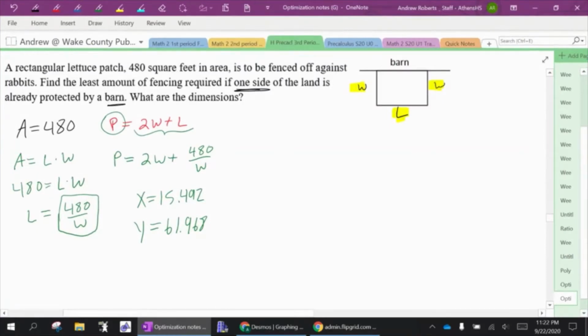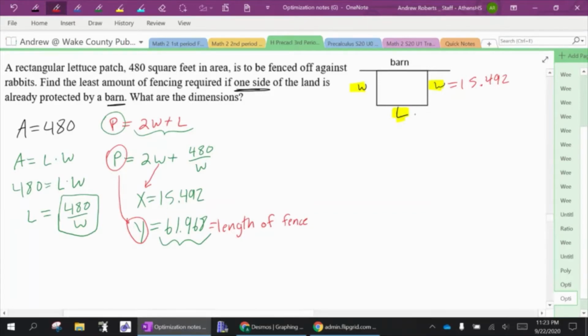Okay, well, it wants to know the minimum amount of fence required. This right here, the y value. Y is the output. It's my P, my perimeter. So this is the length of fence I need. That's the smallest amount of fence I could use to still get my area of 480. Now, X is W. It's my width. Okay, so this is 15.492.